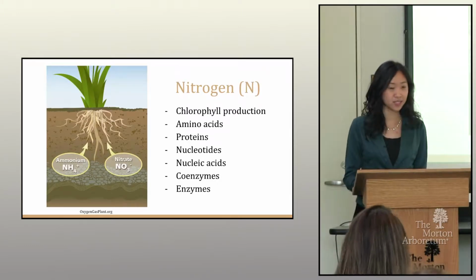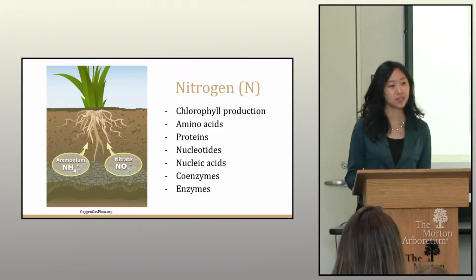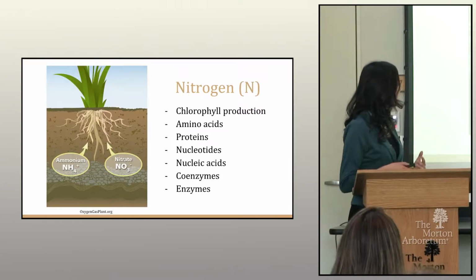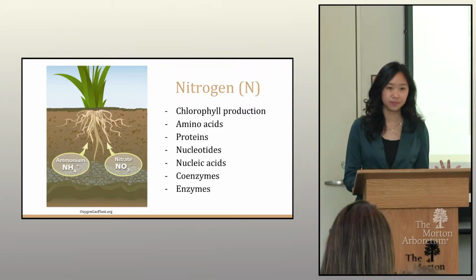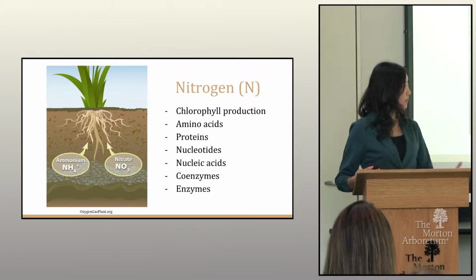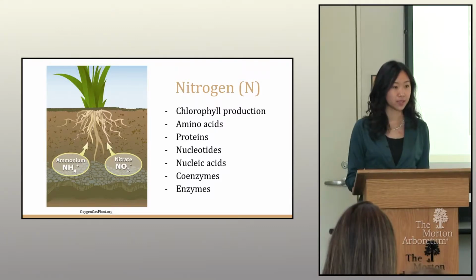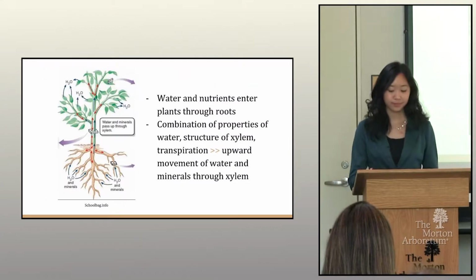Nitrogen in particular is an essential component in plants. It's primarily absorbed from the soil in the form of ammonium and nitrate. It's essential for chlorophyll production, which is fundamental for photosynthesis, and it's also required for a number of plant cell components listed here.